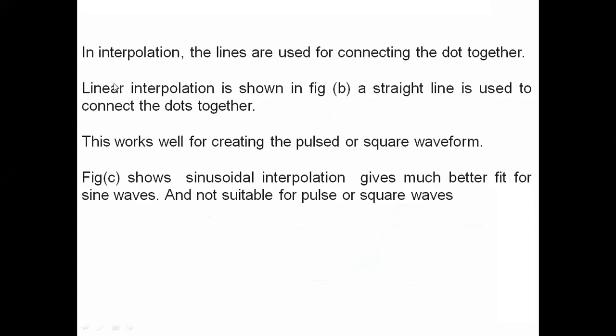Figure B shows the linear interpolation. Straight lines are used to connect the dots together, so this works well for creating pulse and square waveforms. Whereas figure C shows sinusoidal interpolation, which gives a much better fit for sine waves. For sine waves it provides a better representation, but it is not suitable for pulse and square waves.